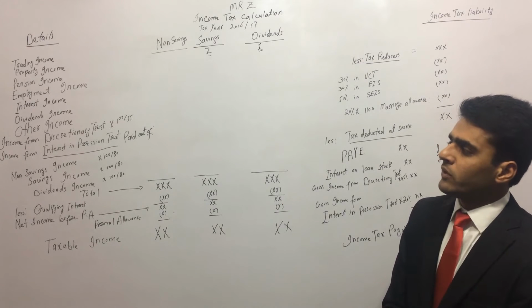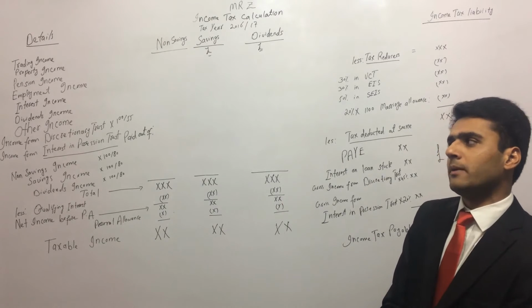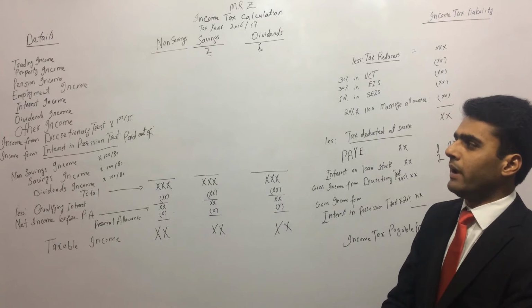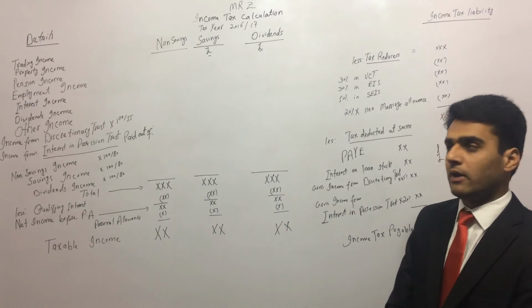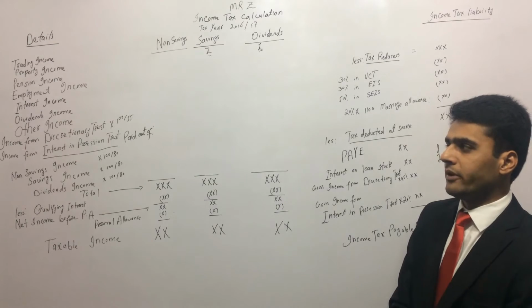So the next source of income he had was employment income. Now he was doing some job, and so he was earning some salary as well. So that's why he has got employment income.